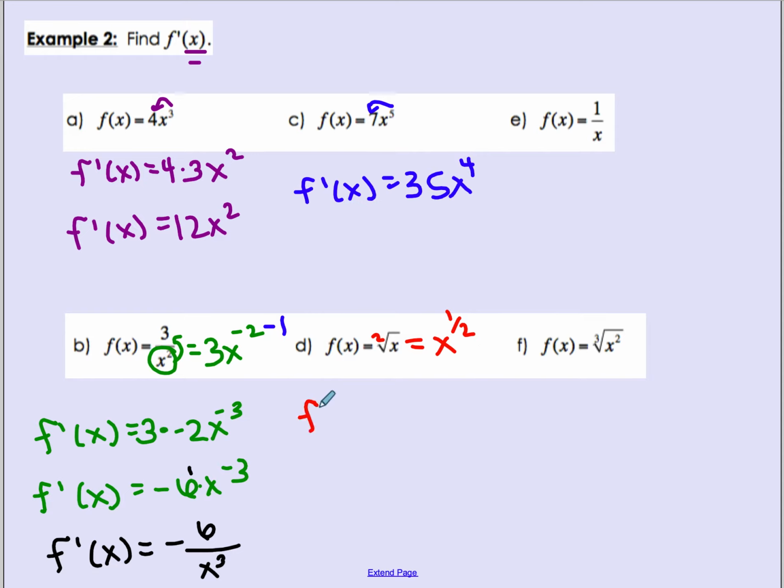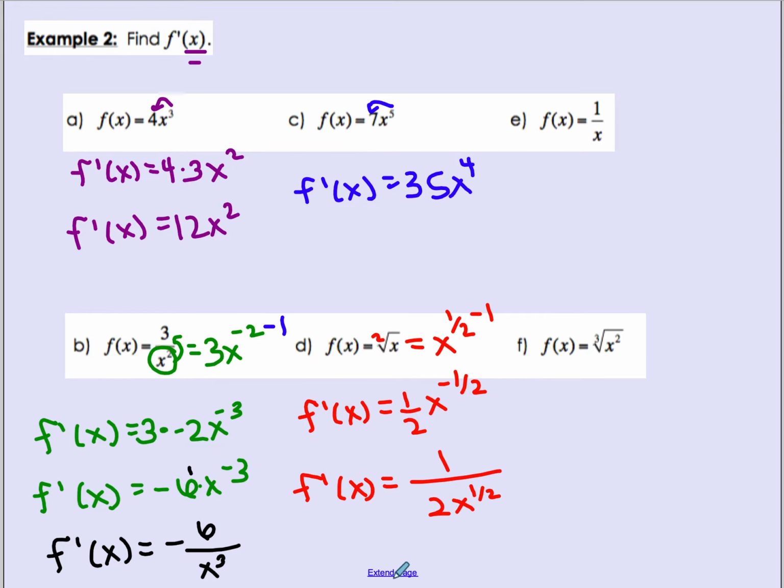So then my derivative of this, bring my exponent down in front, and then I would subtract 1. 1/2 minus 1 would be -1/2. And then I would go ahead and rewrite this. F prime of x equals 1 over 2, and then it's x to the positive 1/2 power.